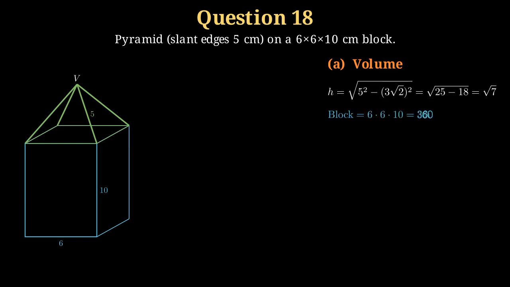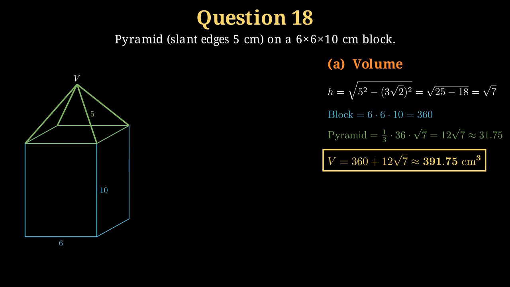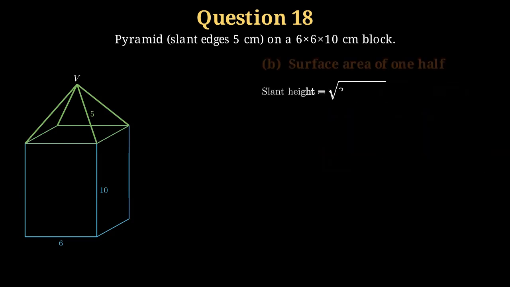The block's volume is 6 times 6 times 10, 360. The pyramid is a third times 36 times √7, which is 12√7, about 31.75. The total volume is 360 plus 12√7, about 391.75 cubic centimeters.